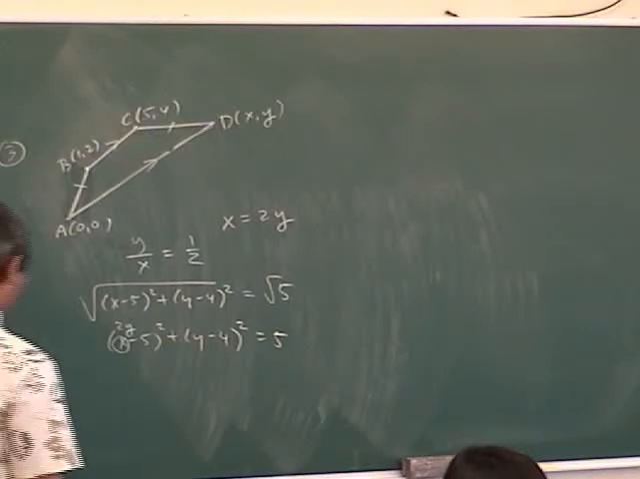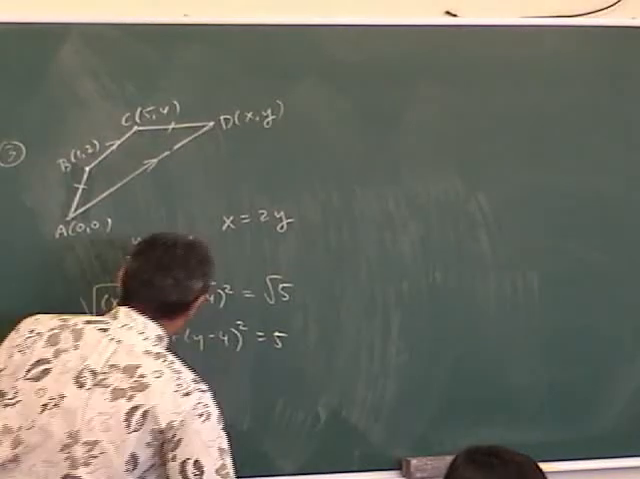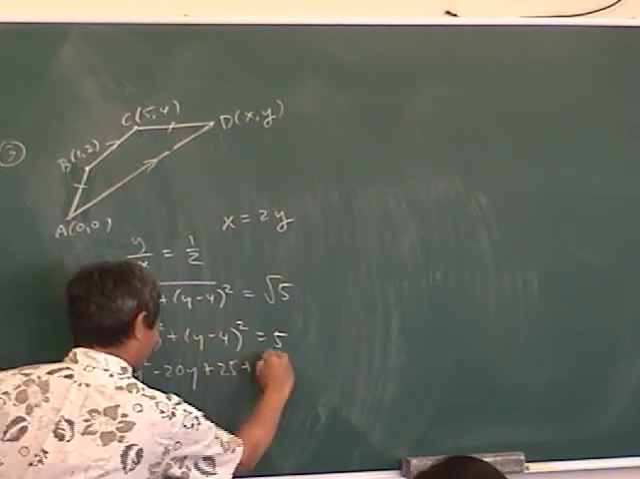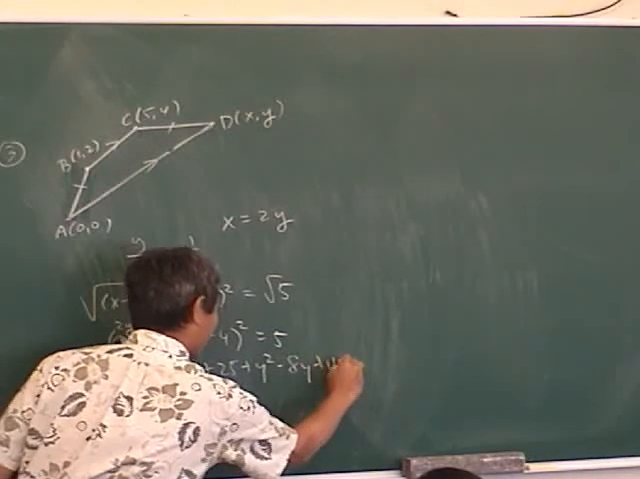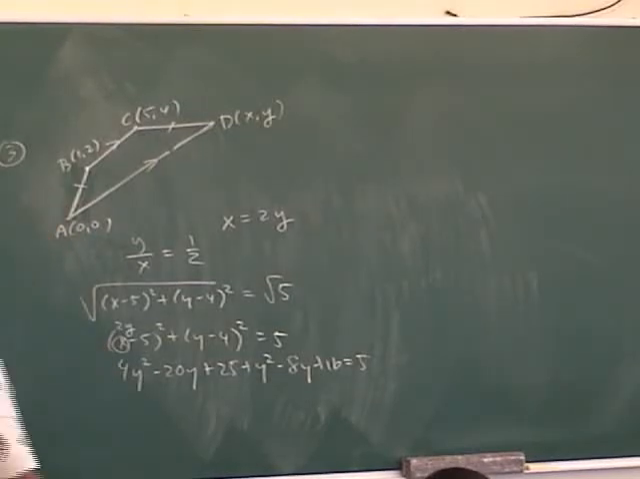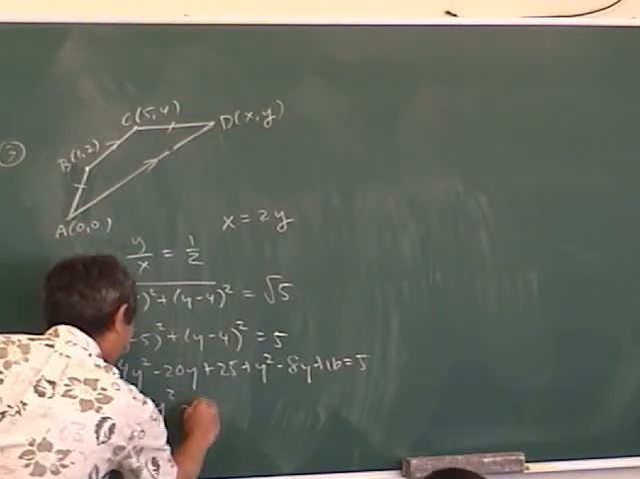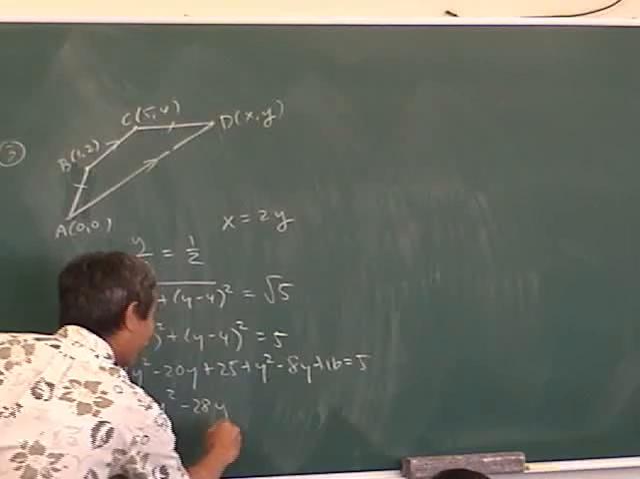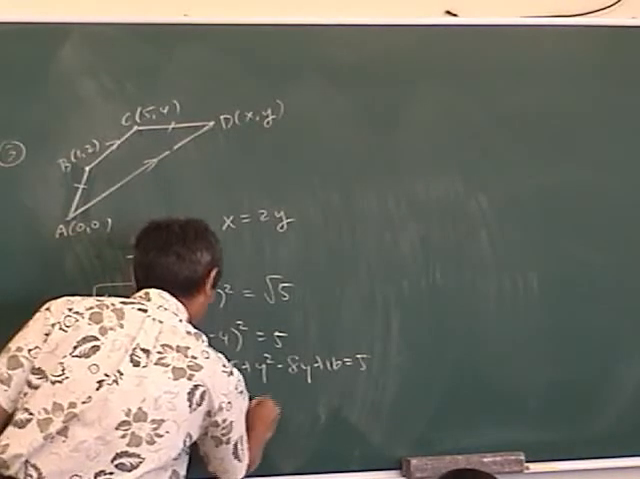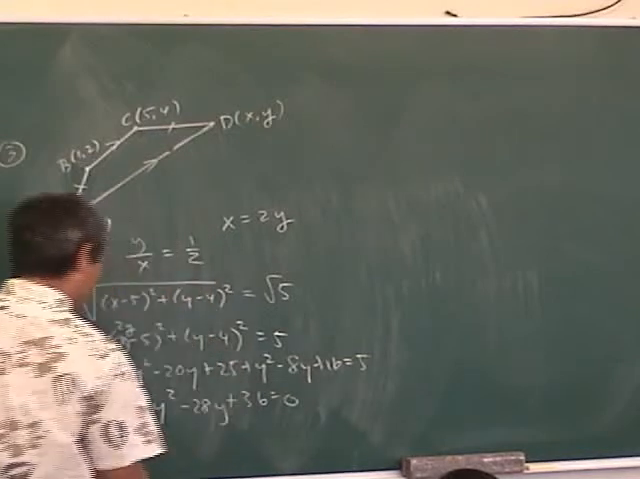Okay, put it in. Okay, square it. 4y squared minus 20y plus 25 plus y squared minus 8y plus 16 equals 5. Hey, it's a quadratic equation. Duh, that's what we're studying. 5y squared minus 28y. Okay, so what's that going to be? 41 minus 5 is plus 36. Did I do that correctly? Of course, I'm the teacher.